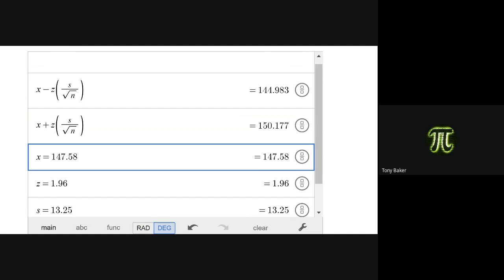So that means that the actual mean where the ball will burst is somewhere between 144.98 and 150.18. And I'm 95% confident it's somewhere in there.